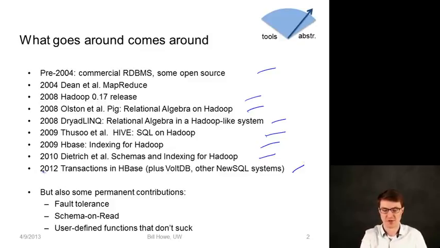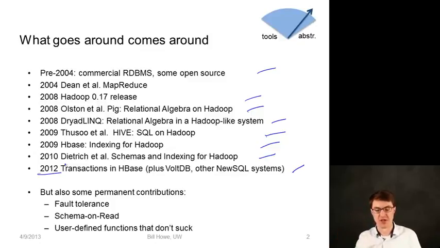This slide is perhaps a little bit old. It's now 2013, of course, at the time of this recording. And the Spanner system from Google is an important system to look at that we'll talk a little bit about later. Now, this isn't to say that MapReduce was useless. We're going to talk about it at length, and for a very good reason. It actually has some pretty important permanent contributions, 3 of which I mention here.